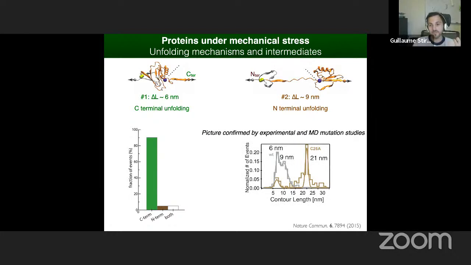One very easy thing you can do in the experiment is to have a non-copper binding protein, so it can still fold, but it doesn't bind copper. And when you do that, you completely suppress these intermediates, which shows that this is really due to this copper intermediate that can fold.